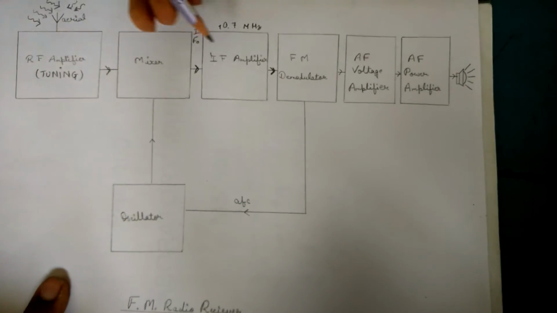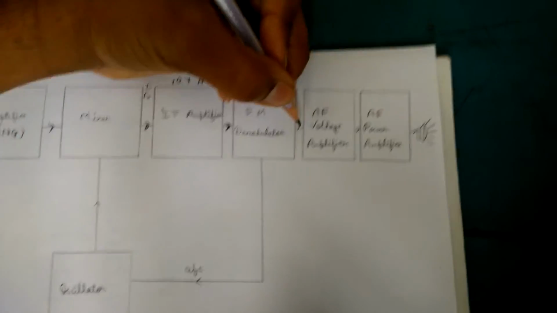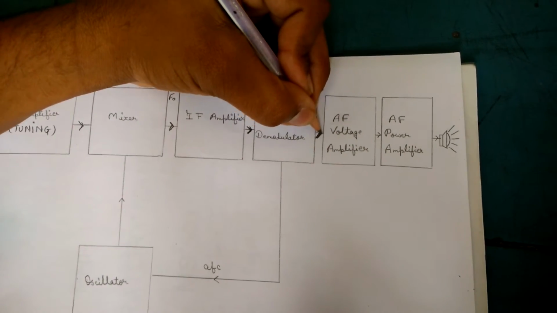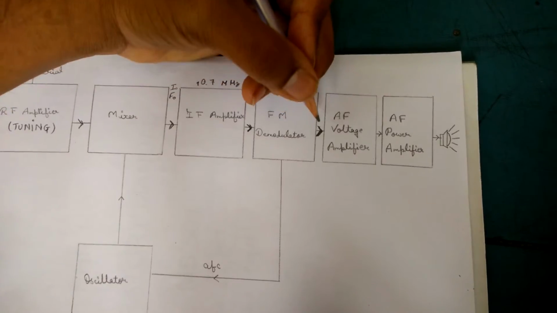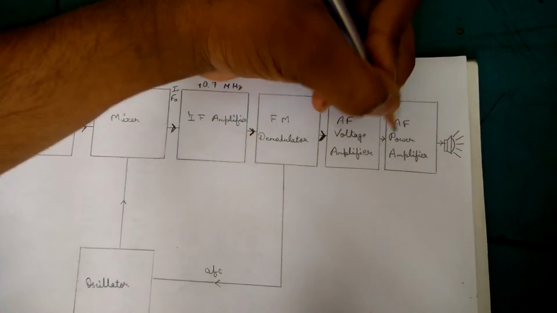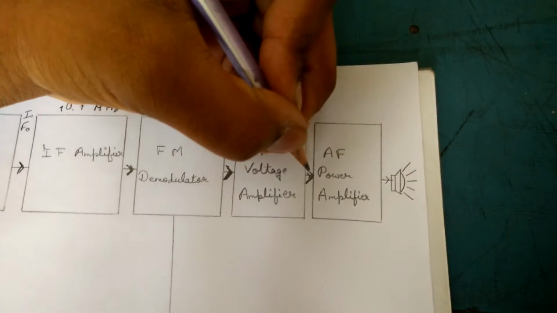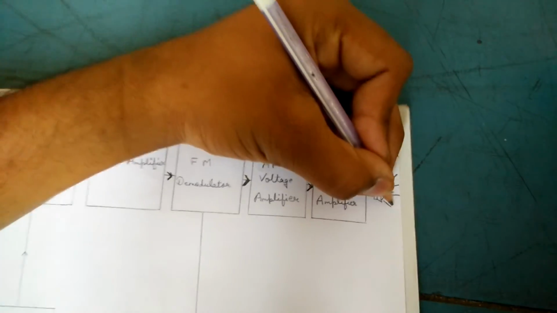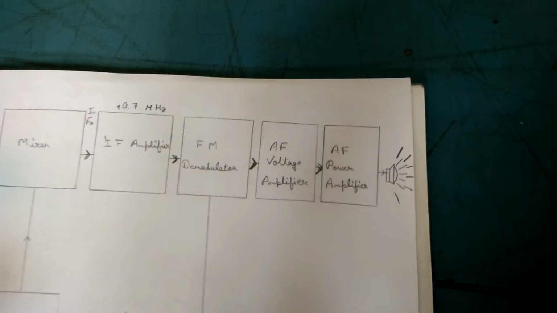The audio signal voltage is increased in amplitude by a voltage amplifier. The power level is increased sufficiently by the power amplifier and then drives the loudspeaker. This is the process of an FM radio receiver.